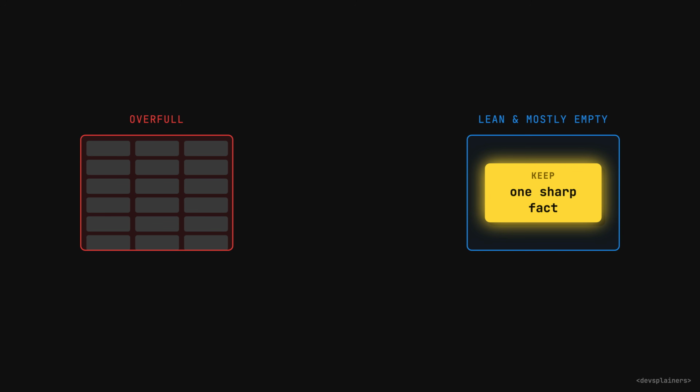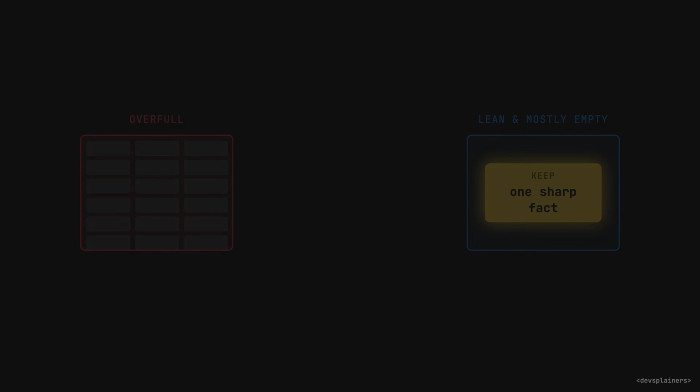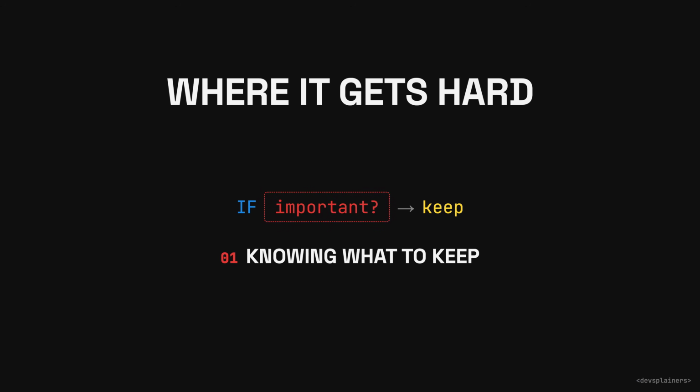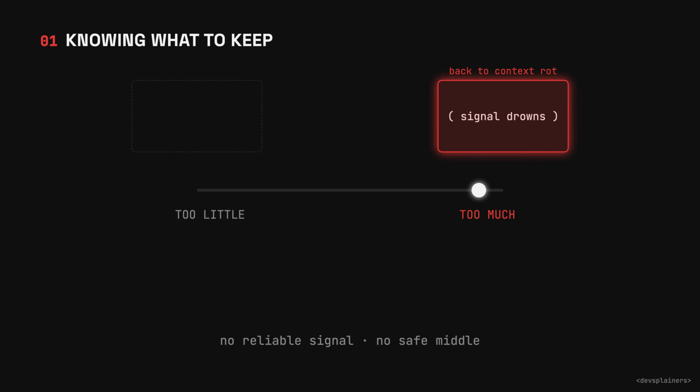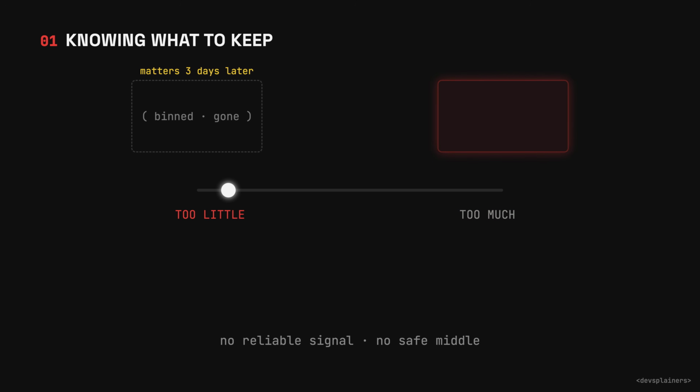Keep the active context small, sharp, and mostly empty, and the model stays clear-headed, which makes the controller's hardest and most valuable job forgetting on purpose. Don't think there's a solution for it, by the way. Forgetting on purpose sounds clean until you try to write the rule for it, knowing what to keep. There's no reliable signal for "this is important."